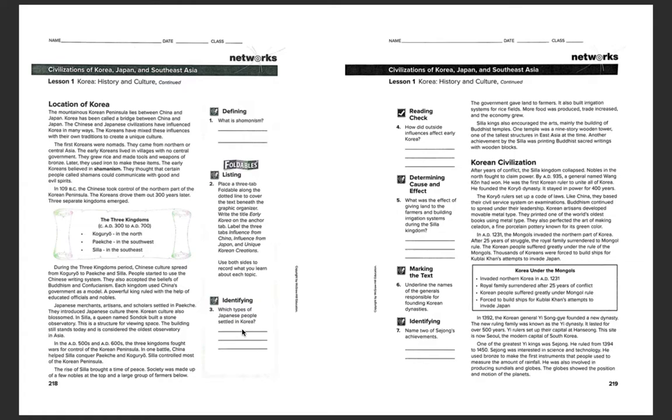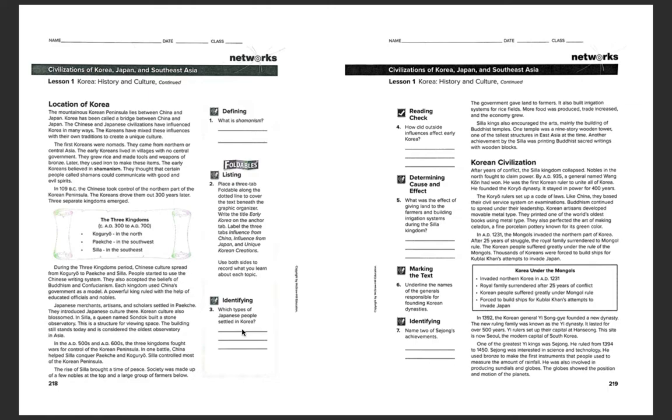All right, number 5, it says, what was the effect of giving land to the farmers and building irrigation systems during the Silla Kingdom? More food was produced, trade increased, and the economy grew. So that's why farmers were given land, and it helped the economy grow.